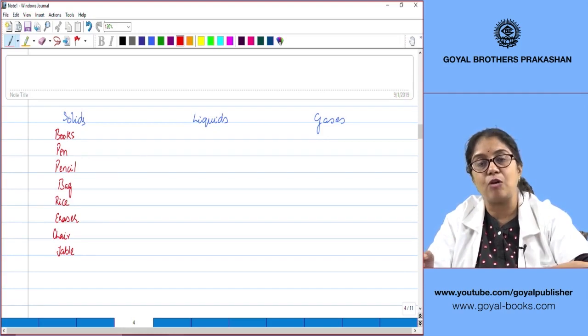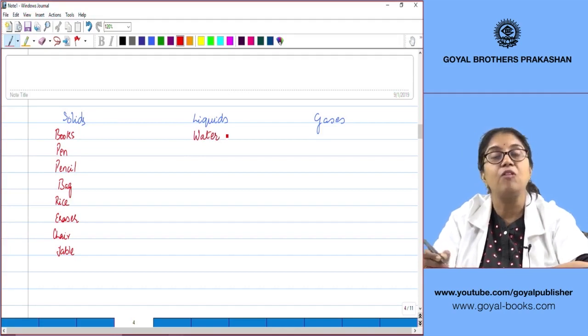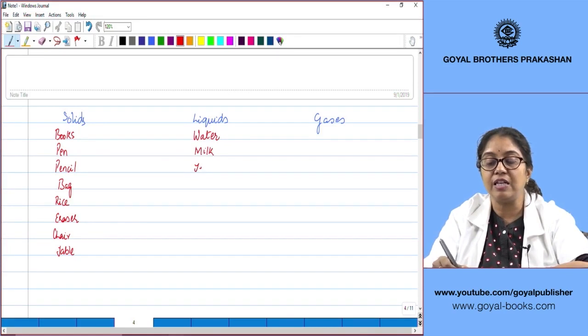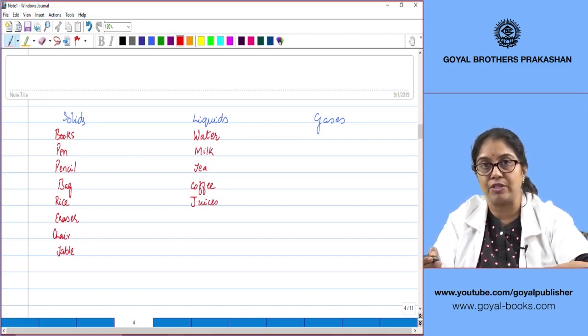Now let us list out a few examples of liquids. The common liquid which we come across every day, water. Then the milk you drink, the tea, the coffee, any juices, and these liquids can flow also, children, right?